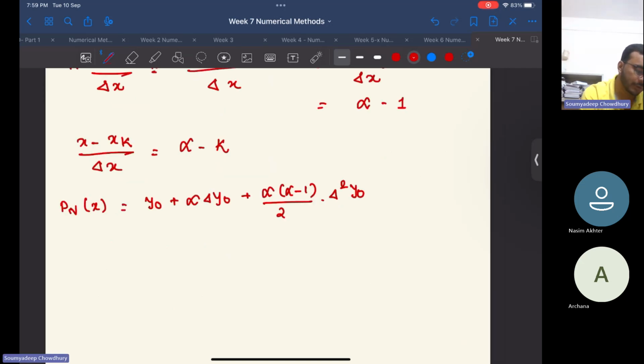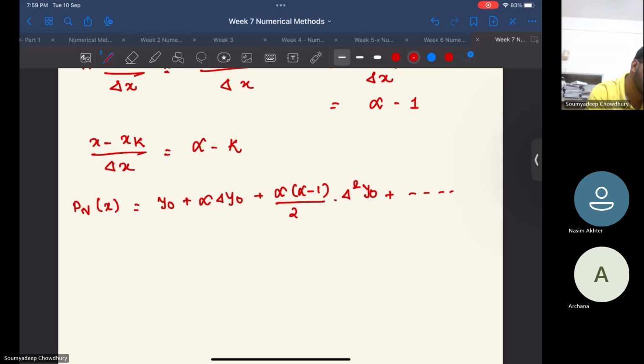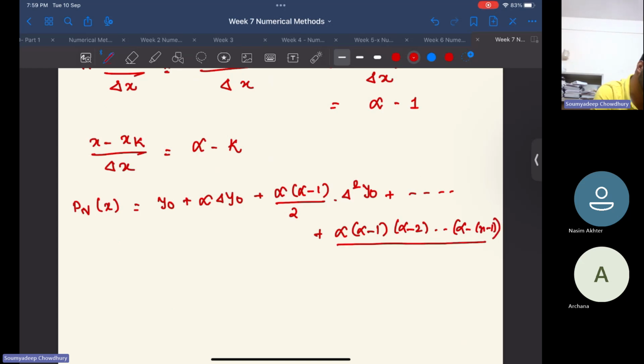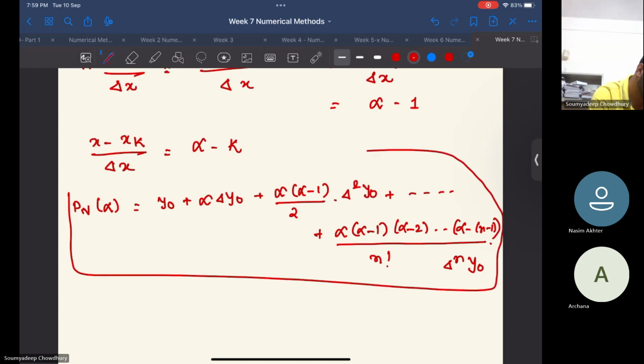So like this, if you go on substituting, the last term will be alpha into (alpha minus 1)(alpha minus 2) up to (alpha minus n minus 1) by n factorial, multiplied by Δⁿy0. So this is the formula in terms of not x, rather alpha. This is the value formula for the interpolating polynomial in terms of alpha.